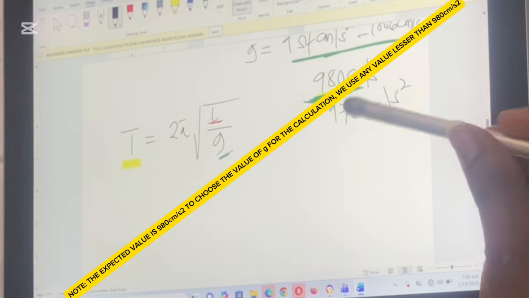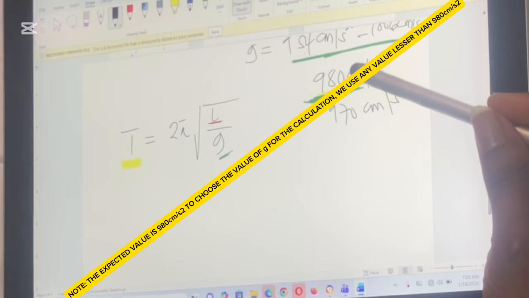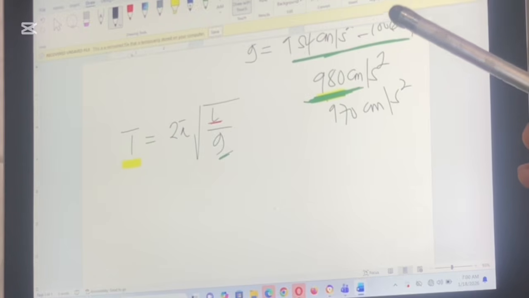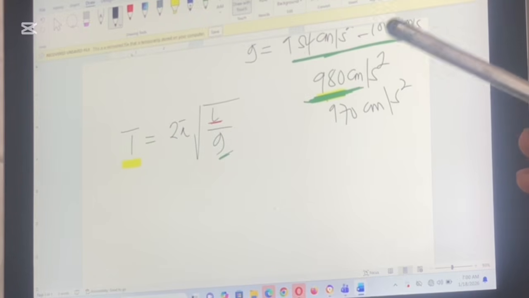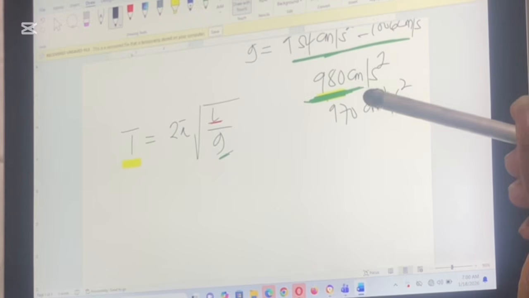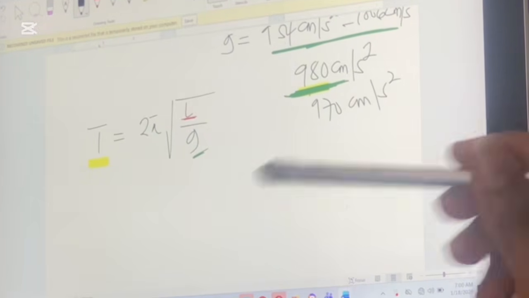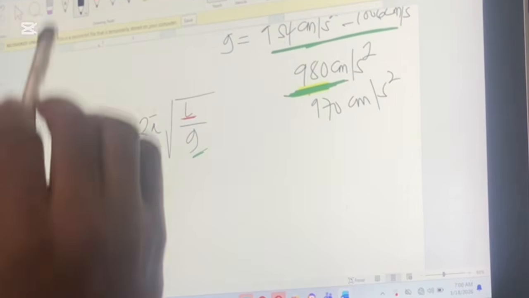I chose 970 because it's closer to 980. Please take note: if you choose 980, that means you're already on the perfect value, so you might not have an accurate answer. You can choose any number though, but I always tell my students to choose 970 for accuracy. So let's input the values here.